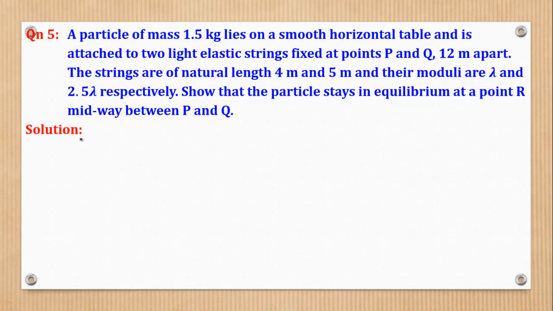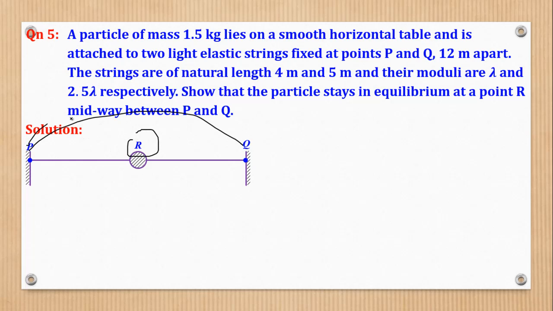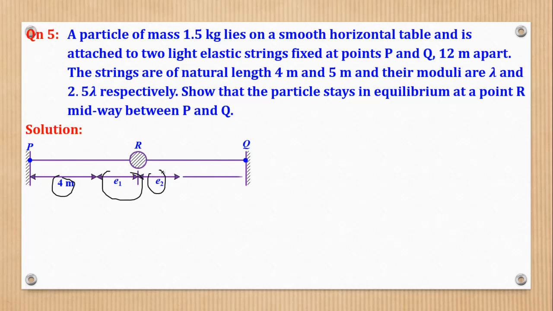So we shall make a sketch. We have point P, we have point Q, and there is a particle in between. So they want us to show that this R is the midpoint of P and Q. In other words, distance PR is equal to distance RQ. So each one has an extension and original length. Because of extension, there will be tension in the strings.